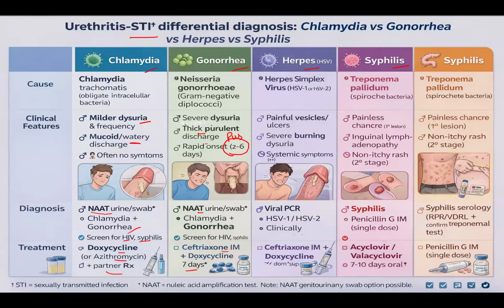Now coming to HSV, that is your herpes simplex virus. What is happening here? There are painful vesicles on the genitals and there is severe burning dysuria. But the systemic symptoms are more prominent. So the patient will have fever, he'll have malaise. There will be other complaints where HSV will be triggering him. If he is a diabetic, then the symptoms will be worse. Also here the test that we are going to do, now we are not going to do nucleic acid amplification, but here we'll do viral PCR for HSV1 and 2. And the drug of choice will be the same, that is ceftriaxone intramuscular plus doxycycline.